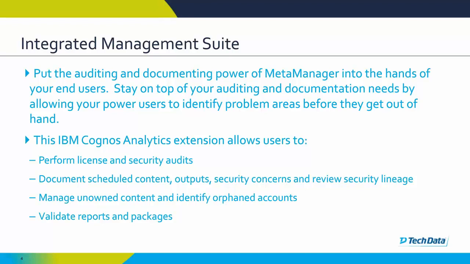But with IMS, because it's user-facing, it really is a force multiplier. So you could have the head of your different business units manage their individual areas. So are there security concerns in the HR area, in the finance area, accounting, things like that? Empower those department heads or other Cognos power users to be able to do that work and then share what they found back with the administrator, who can ultimately then make the changes.